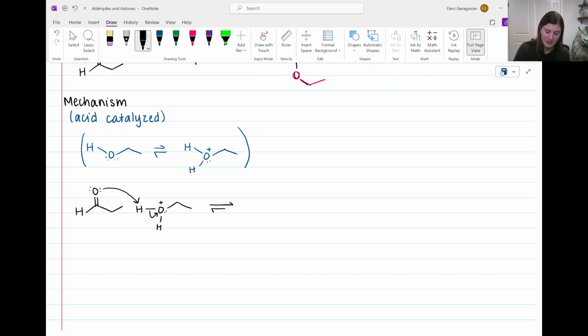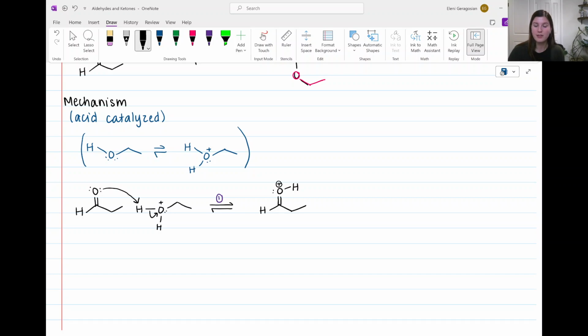Now, I'll warn you here, there are quite a few steps in this mechanism. So let's number all of them. This is our first step, which is a proton transfer step. In our second step, we now have our activated carbonyl. Once we've protonated that carbonyl oxygen, remember that makes our carbonyl carbon more susceptible to nucleophilic addition. So that's our next step after protonating the carbonyl oxygen.